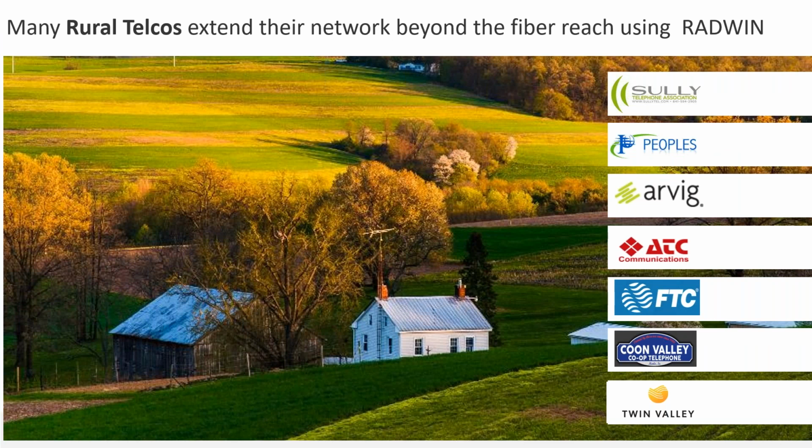Rural telcos, these are just some examples of the rural telcos. Some of these are in the US and some of these are in Canada. I couldn't tell you where they are, though.